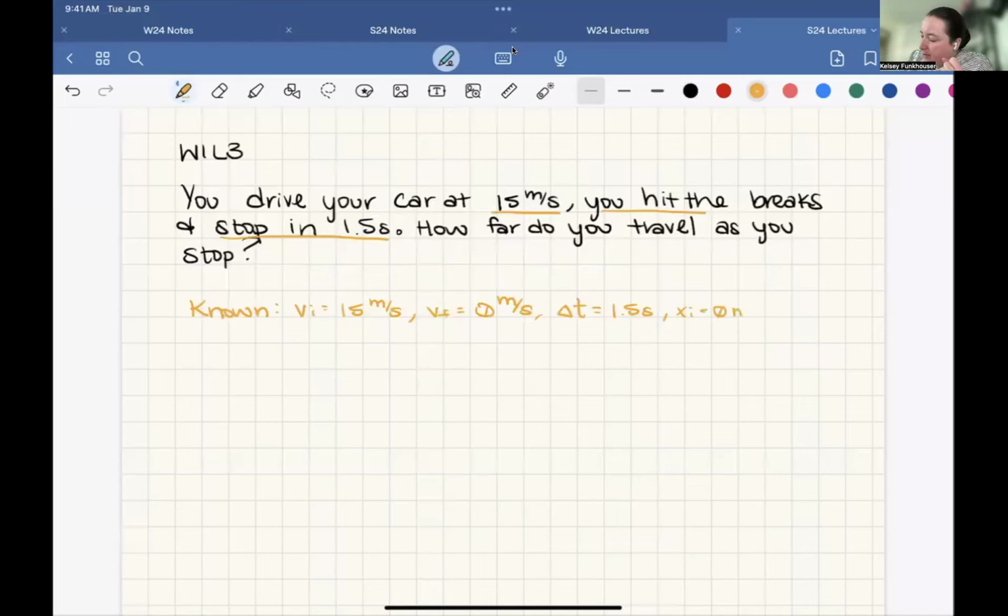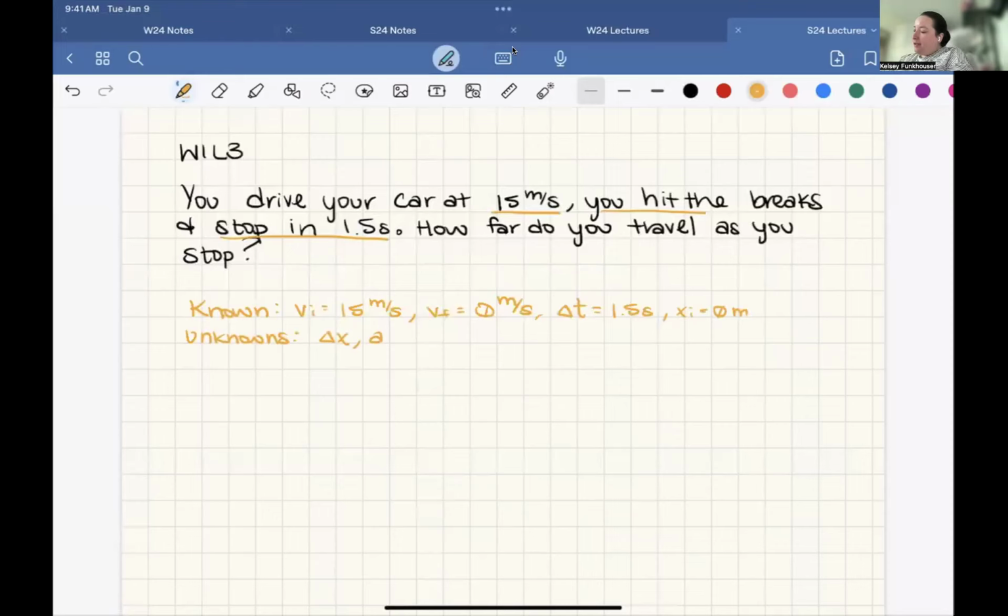Okay. Then we write down our unknowns. There are two main things we don't know. Obviously, one of them is the displacement, because that's what was asked for. And then we also don't know the acceleration. I know there's acceleration happening here because I'm going from one velocity to another in a time interval.